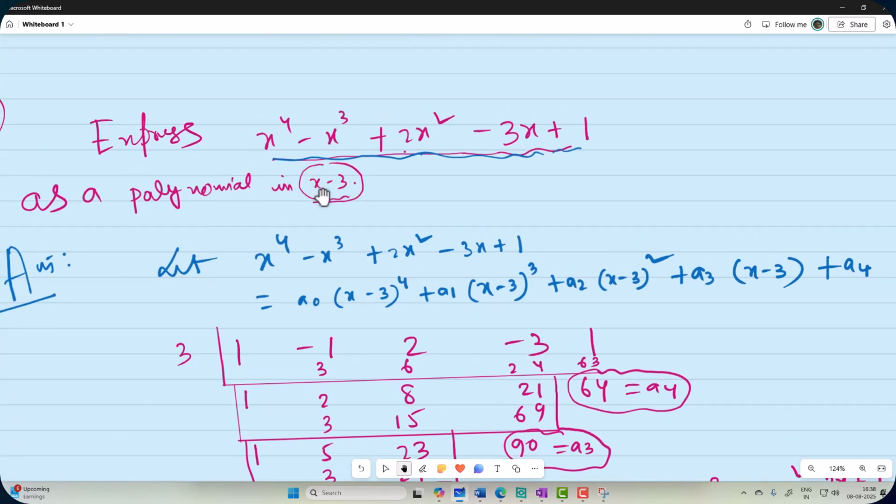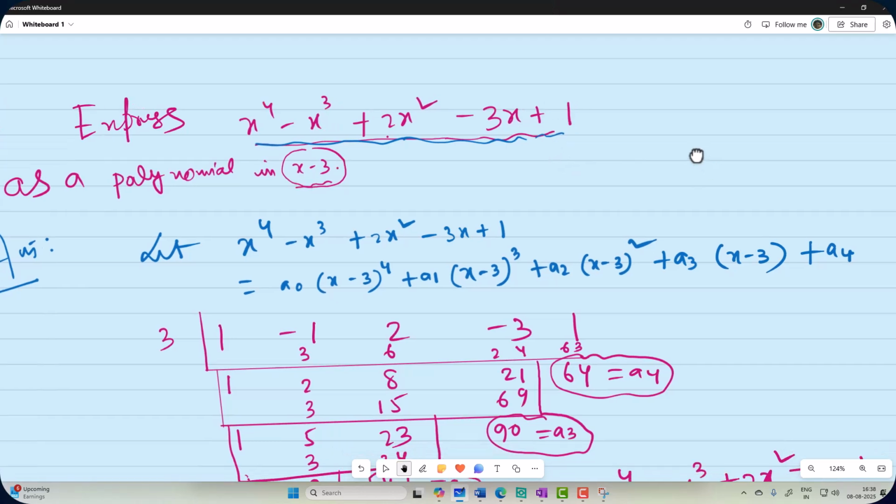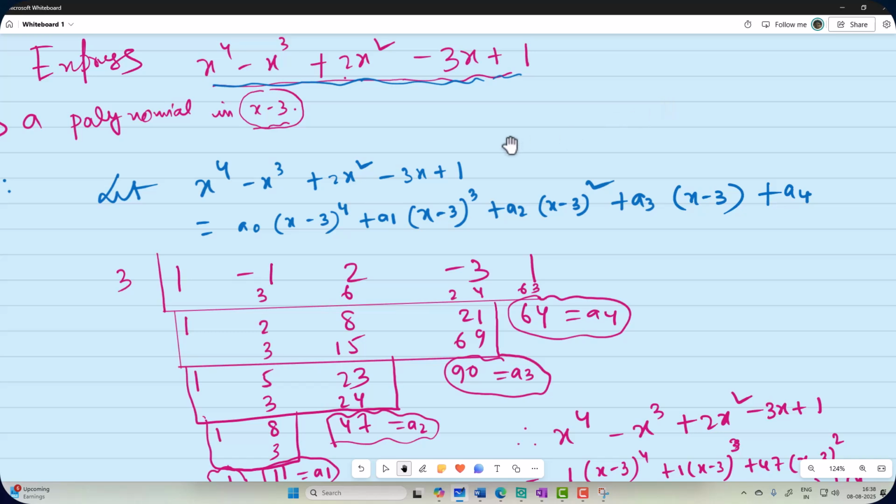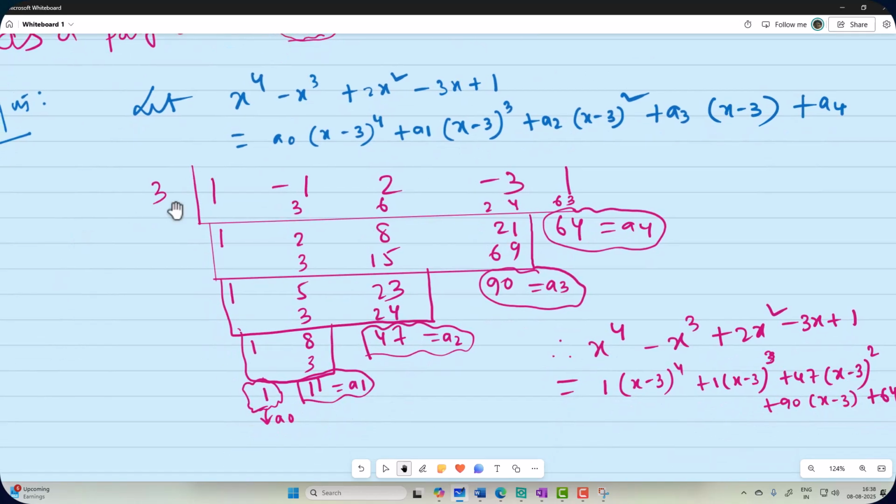But today's restriction is for the first degree polynomial only. And this is a fantastic method, you should agree, where we can express a polynomial in terms of a first degree polynomial by using synthetic division easily. Other methods will not be very easy for you. That is the known comparison method.